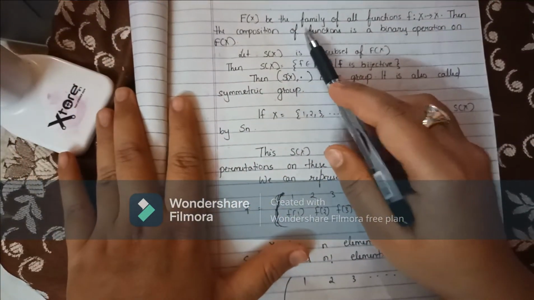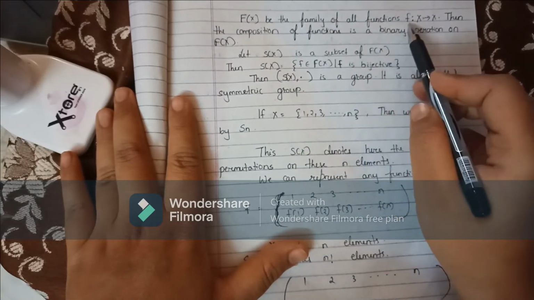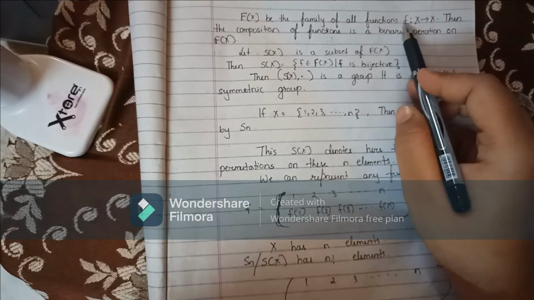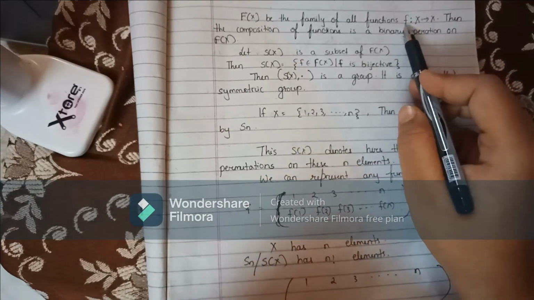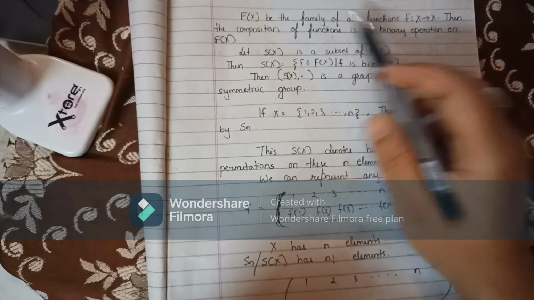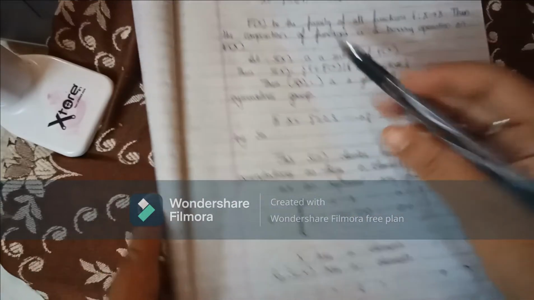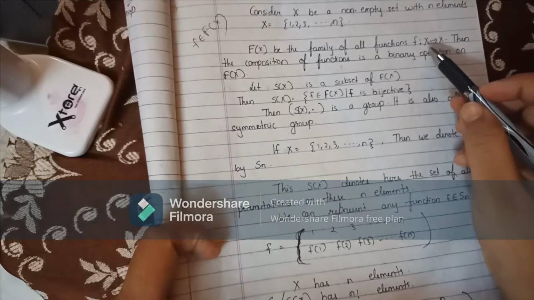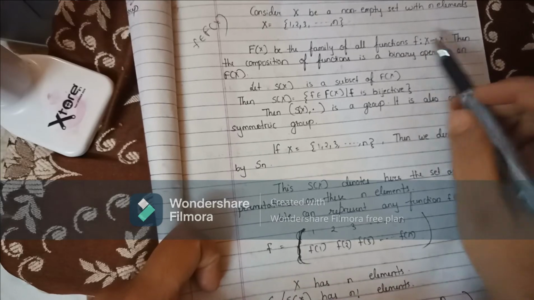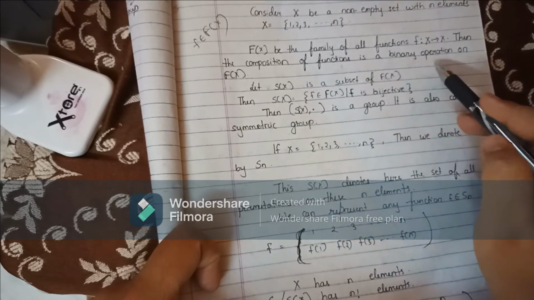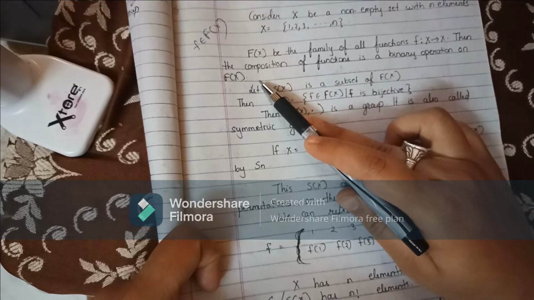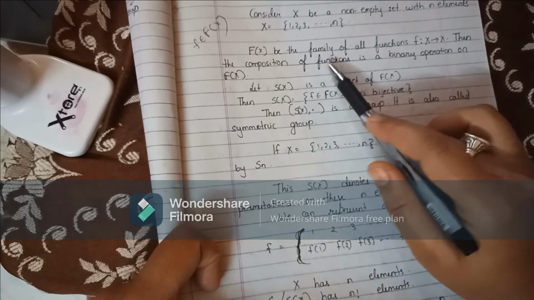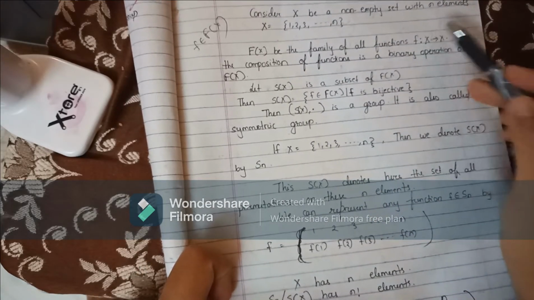So F(X) is the family of all the functions f. We are just denoting the function as f; it can be g, h, anything. For generalization we just give it a symbol, any function f from this F(X). That means we can say that this small f belongs to F(X). The function is from X to X. Then the composition of functions is a binary operation on F(X). I just told you that the binary operation is the composition of functions whenever we are considering functions.